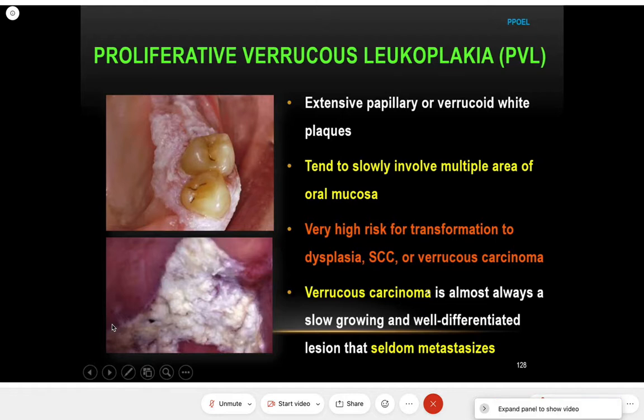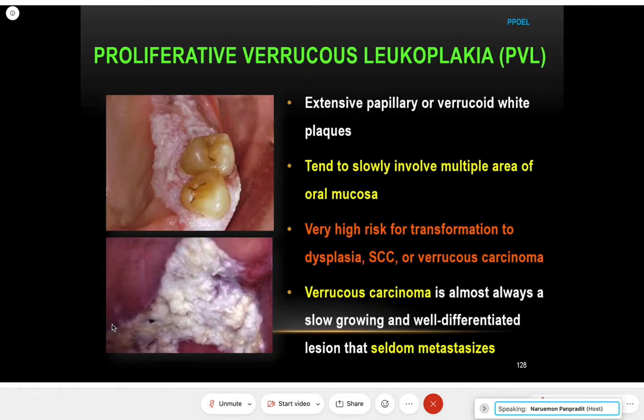About verrucous carcinoma, this carcinoma is a slow growing and well differentiated lesion that seldom metastasizes. So I think it is less dangerous than SCC.